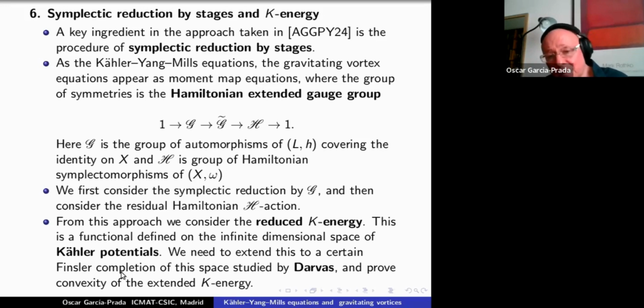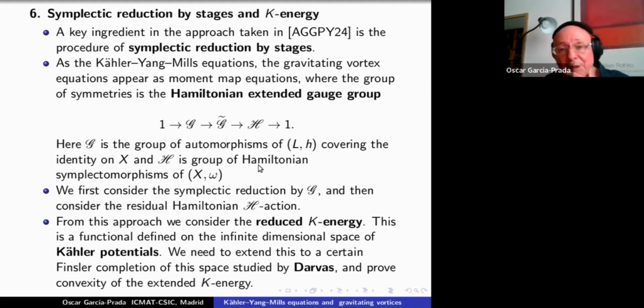There are many technical difficulties, but one of them is that we need to extend this to a certain Finsler completion that has been recently studied by Tamás Darvas and others, and a lot of bounds to prove the convexity of the extended K energy. This is a 50-page paper with a lot of analysis, and I'm oversimplifying, but of course we don't have much time here.